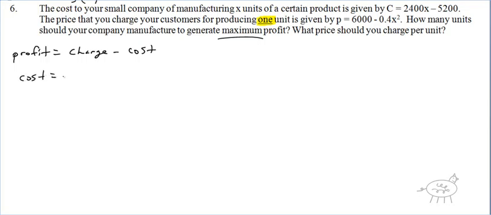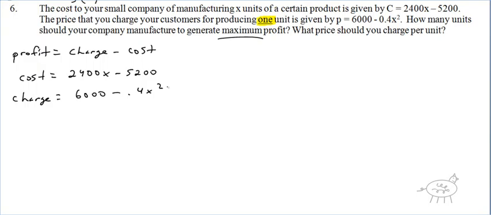Okay, the cost is 2,400x minus 5,200. That's the total cost of producing x units. Your charge, how much you're charging, that's equal to 6,000 minus 0.4x squared. Now, notice I highlighted that one.